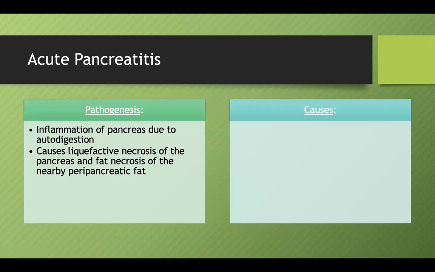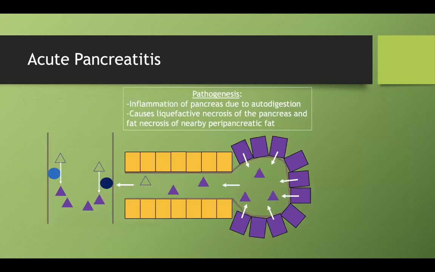It'll cause two types of necrosis, and this is sometimes tested on step 1. It'll cause liquefactive necrosis of the pancreas and fat necrosis of the nearby peripancreatic fat. So what does that mean? Liquefactive necrosis is a type of necrosis in which your cells are digested.